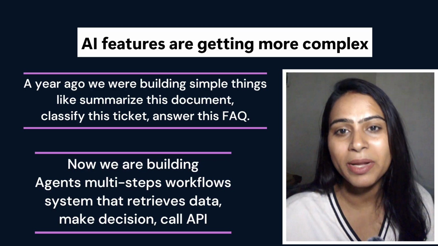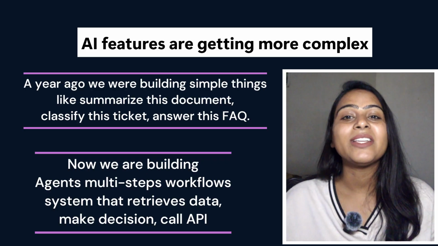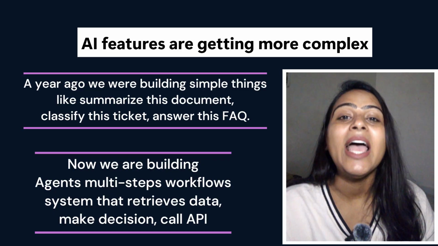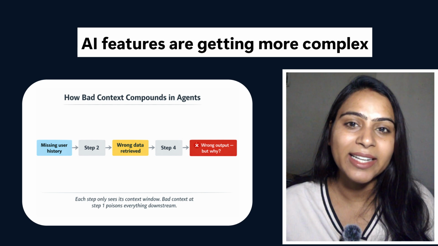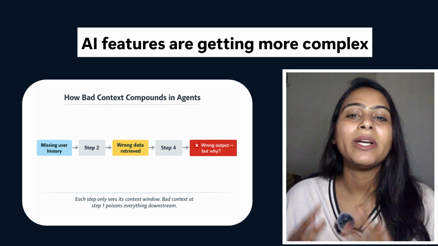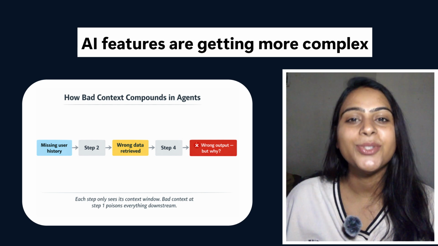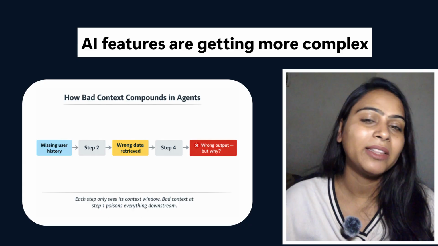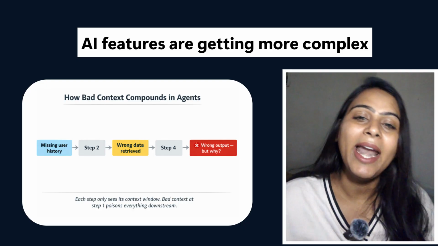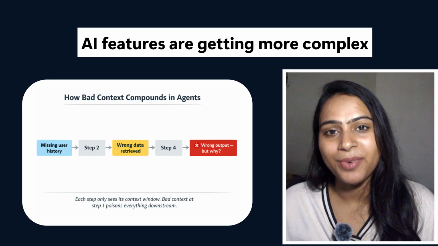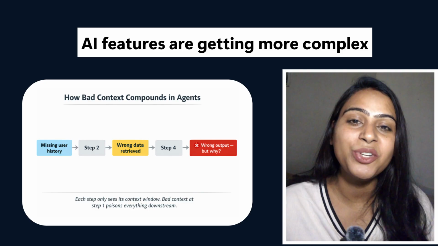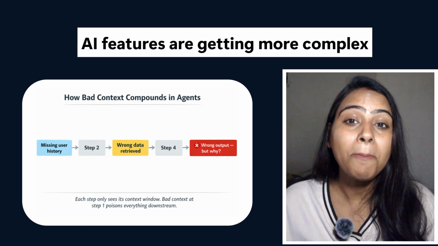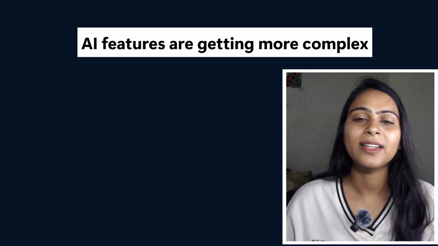Here's the problem with the complexity. A simple AI feature can survive with bad context, but an AI agent cannot. At every step the agent takes, it reasons from its context window. So if the first step is missing something, step 3 will make the wrong decision. And that wrong decision will affect step 5. And by step 8, you won't know why it's behaving like this. Bad context compounds.